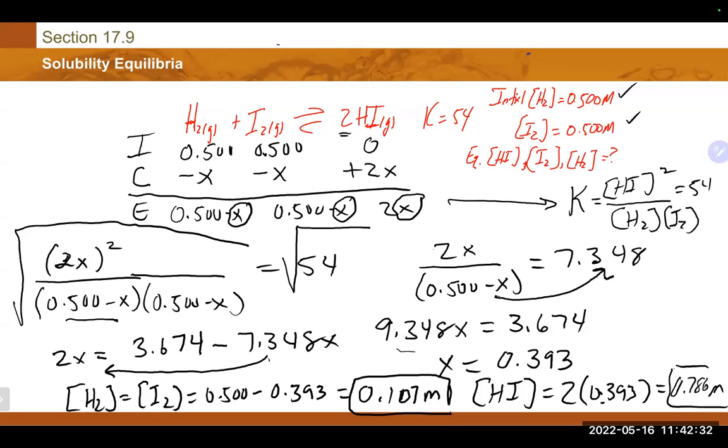So I just wanted to show you this one because I think maybe on one of the problems there on the lab, you have some initial concentrations on one of them. So again, it just works the same way. This is obviously a simple way to solve this. A more complicated way when you get into Chem 1B would be using the quadratic formula and stuff like that, which nobody wants to do. All right, any questions on ice tables or anything like that?